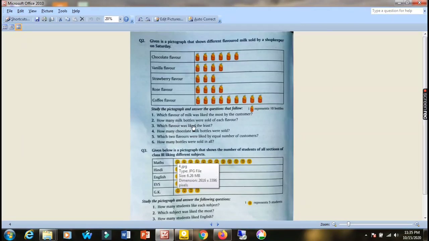Which flavor was liked the least? Third question is which flavor was liked the least. You can see from here, only strawberry flavor has 3 bottles. 3 bottles means 3 into 10, that is 30 bottles. Let us check the answer. Strawberry flavor: 3 into 10 equals 30 bottles.